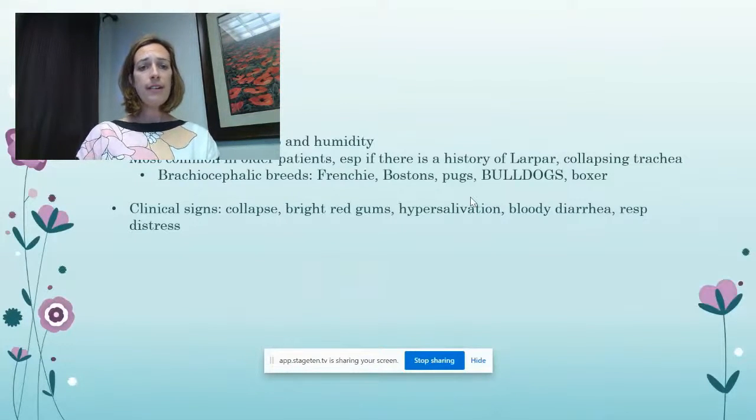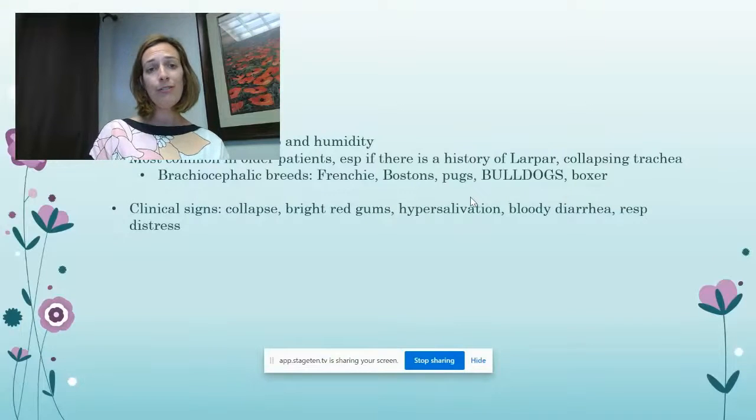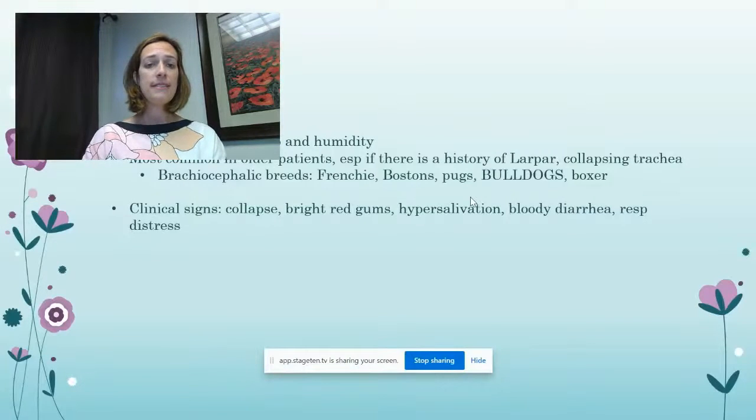So if you have an animal that's outside in the heat, going for walks, runs, that sort of thing, and you're suspicious of heat stress, look for signs of collapse, bright red gums. A lot of them are going to hypersalivate because they hypersalivate when they're stressed. You may see bloody diarrhea that can occur anywhere from 15 minutes to several hours afterwards. And obviously signs of respiratory distress is what we're looking for.